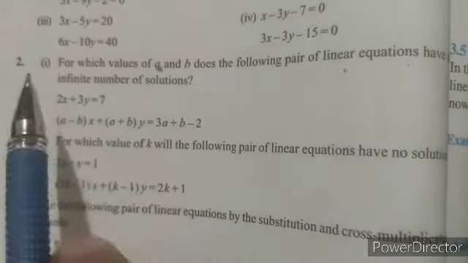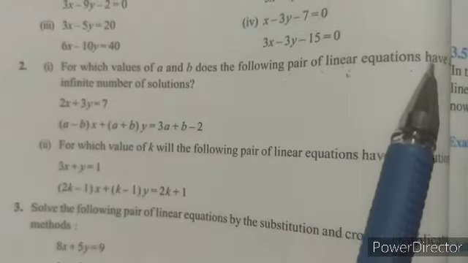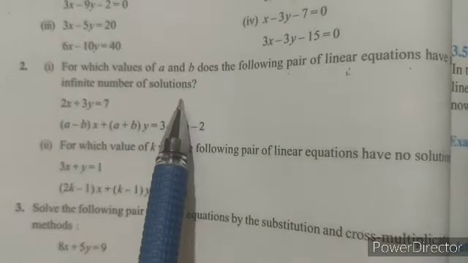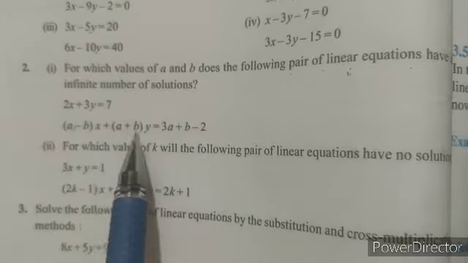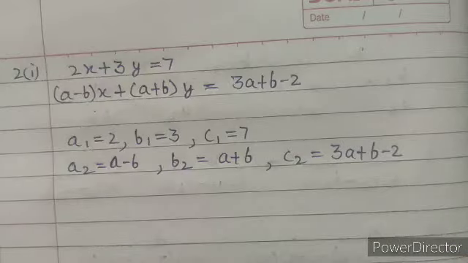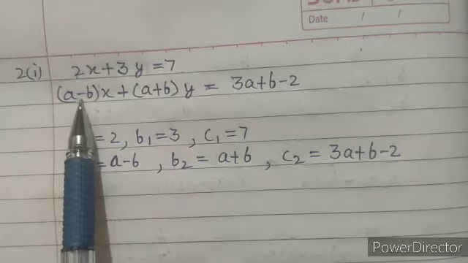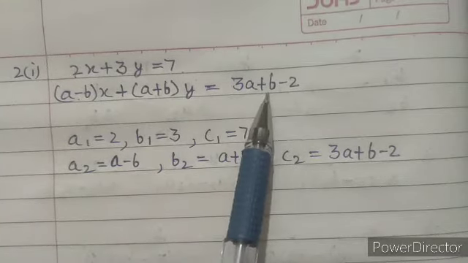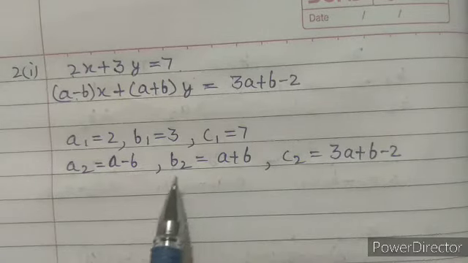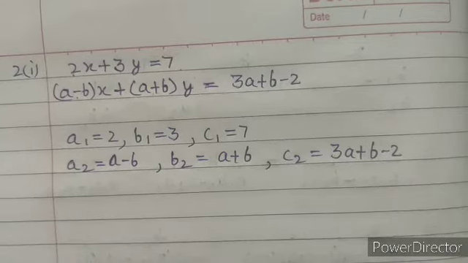Now the first part of question number 2 is, for which values of a and b does the following pair of linear equations have an infinite number of solutions? The equations are 2x plus 3y equal to 7, and the second one is (a minus b) into x plus (a plus b) into y equal to 3a plus b minus 2. Now here a1 is 2, b1 is 3, c1 is 7, a2 is a minus b, b2 is a plus b, and c2 is 3a plus b minus 2. Now as in the question, it is saying that this pair of linear equations has an infinite number of solutions.